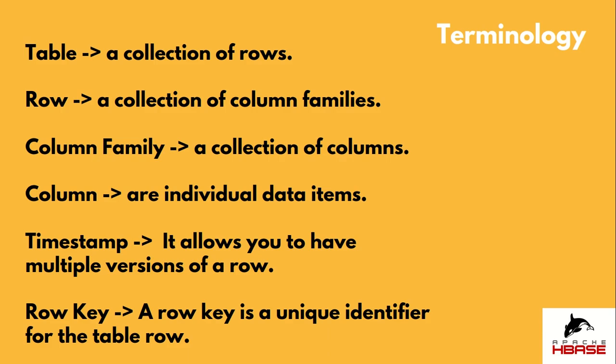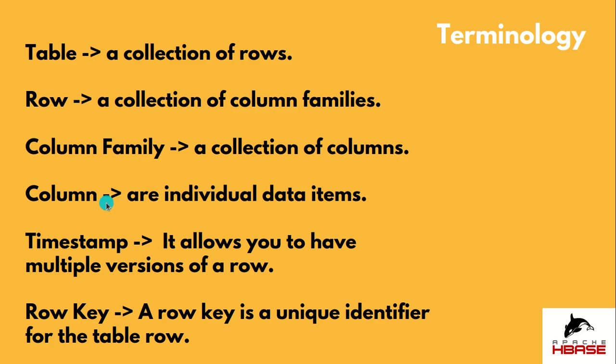The very first thing is table. Although table is not a new word for us, we use a table in almost all the database management systems. So table is nothing but a collection of rows, and what is a row? A row is a collection of column families. In the next slide I'll be showing you what is column family, diagrammatically how it is represented. So column family is nothing but a collection of columns, so we can say one column family consists of multiple columns.